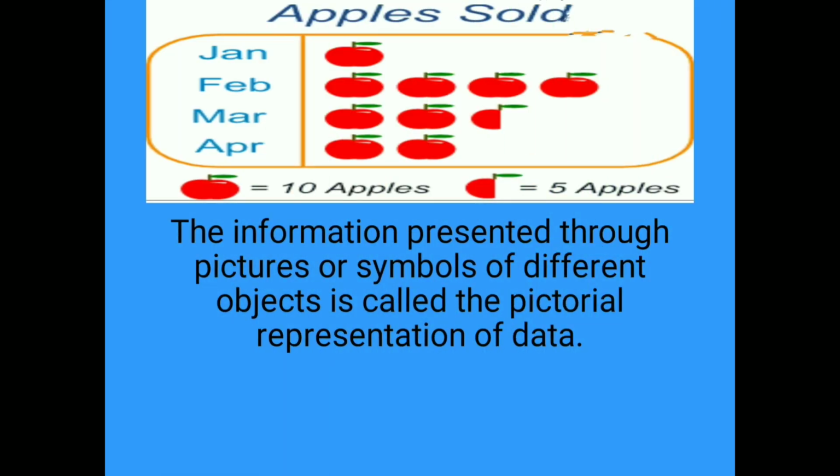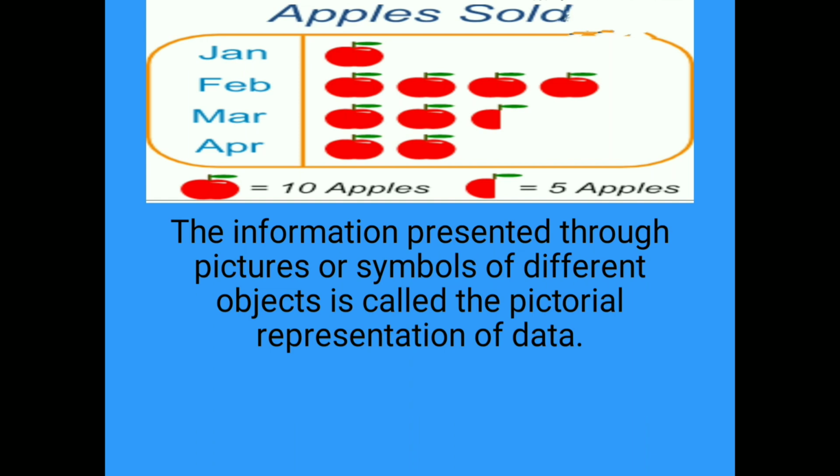So first of all we are talking about the pictograph. A pictograph means the information presented through pictures or symbols of different objects, also called pictorial representation of data. Like in this example they are talking about apples. One apple means 10 apples and half an apple means 5 apples.